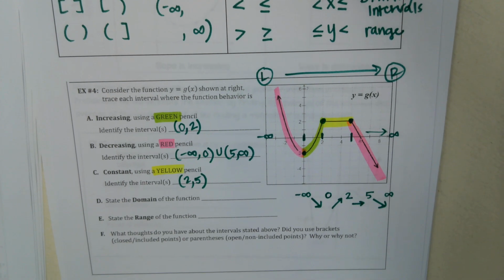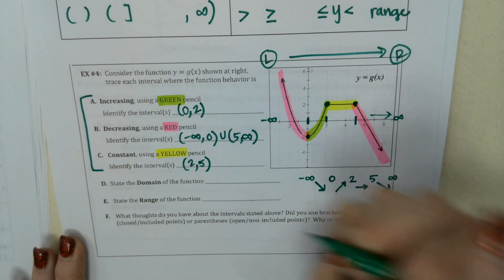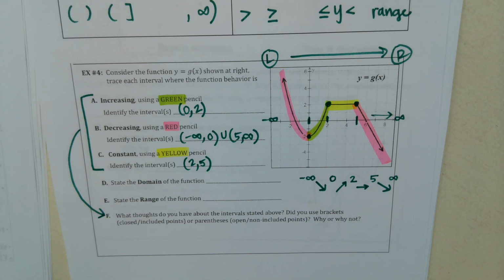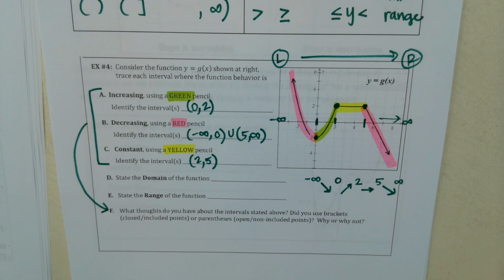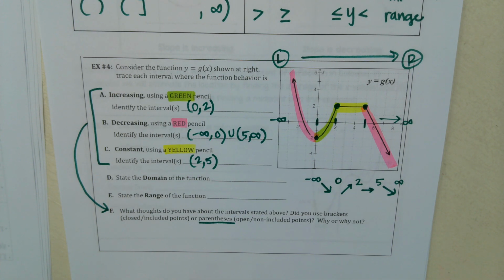Now, before I answer domain and range, I want to make a note right here, and I want to connect this to part F. My question here is, what thoughts do you have about the intervals as stated above, the way that I wrote them? Did you use brackets for closed, included points or parentheses for open or non-included points? Why or why not? What did I use for everything? I used parentheses. Now I want to talk about why.